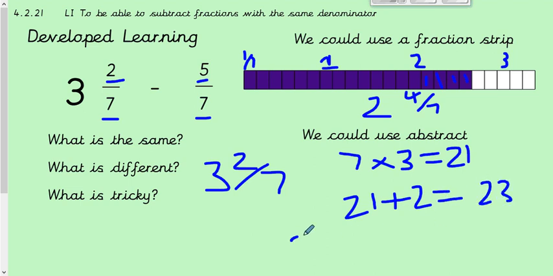So then your new one would be 23/7. So all I've done is converted that to an improper fraction. So I've just times the denominator by the whole number and then added that onto the numerator. So it's 23/7, and then you could have done take away 5/7 to get your answer as well.